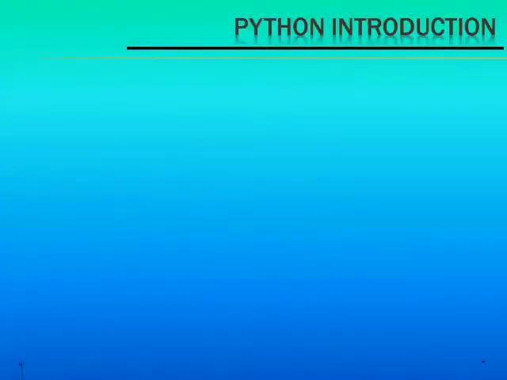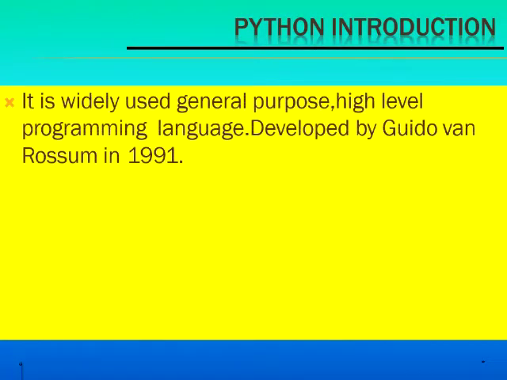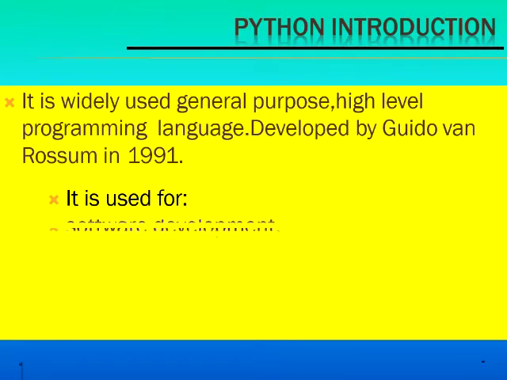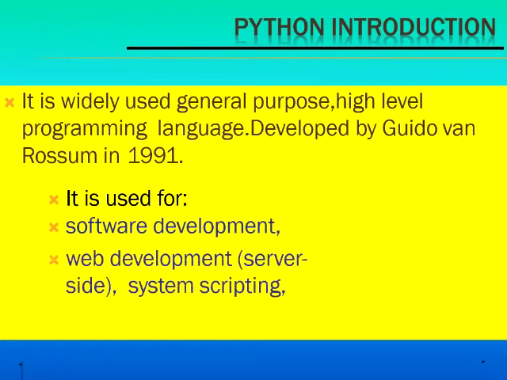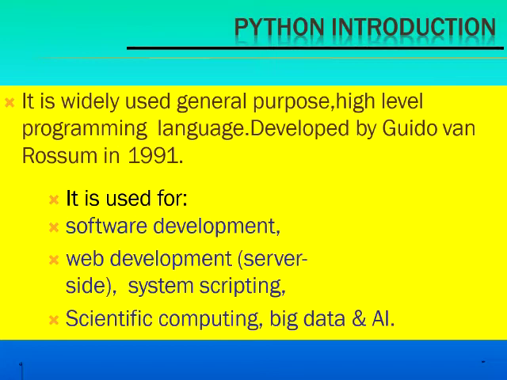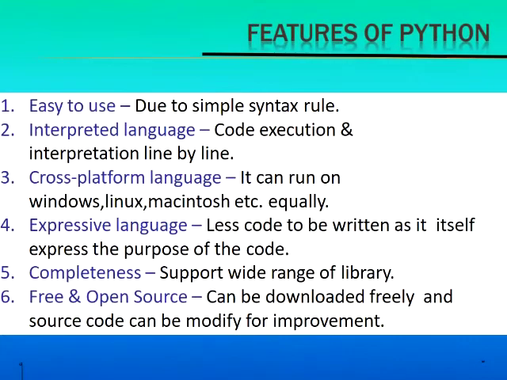Python is a general purpose high-level programming language which was developed by Guido van Rossum in 1991. It is mainly used for developing software for web development, that is, for server-side scripting we can use Python, and for scientific and mathematical computing Python is mainly used. It is also used for a very new field nowadays, that is for AI and machine learning or big data analysis.